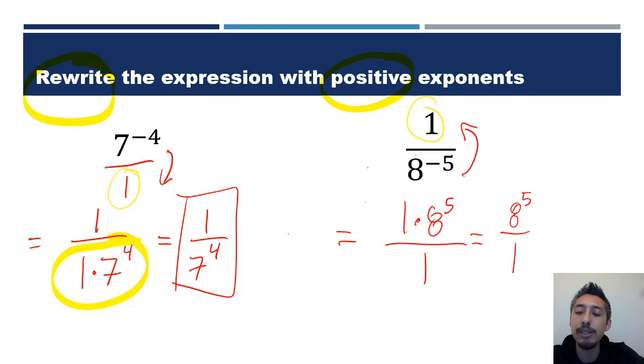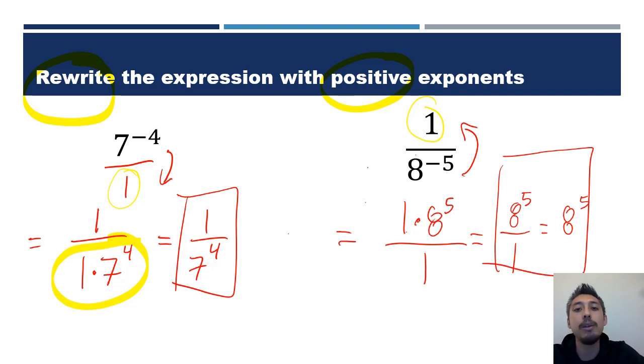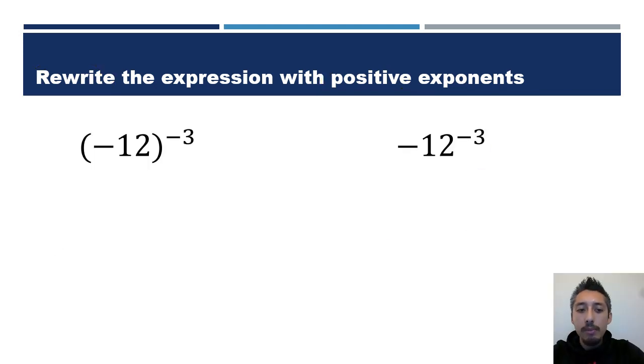Even though this is correct, there's still one more step that we can take. Because we have 1 in the denominator, we technically don't need to write it down. This is the same thing as saying just 8 to the power of 5. And this would be your final answer for this problem. Again, both of these are technically correct. They both have positive exponents. The one on the right, this 8 to the power of 5, is a little more correct. It's a little simpler.